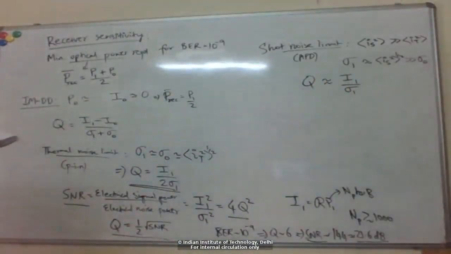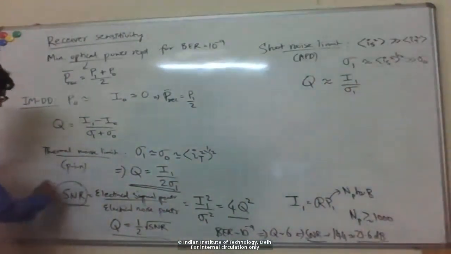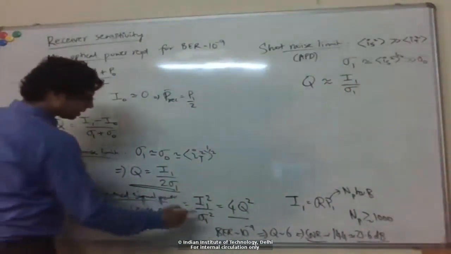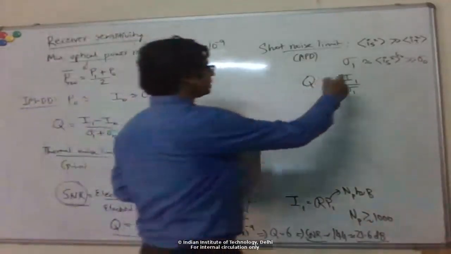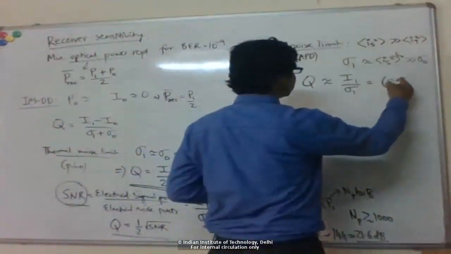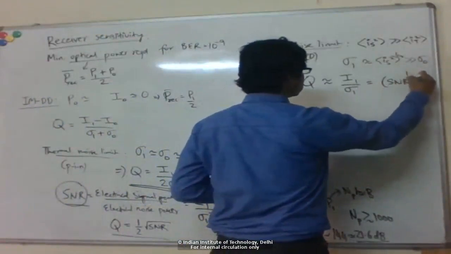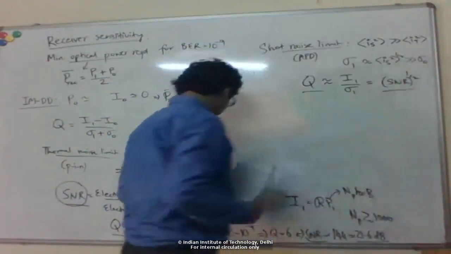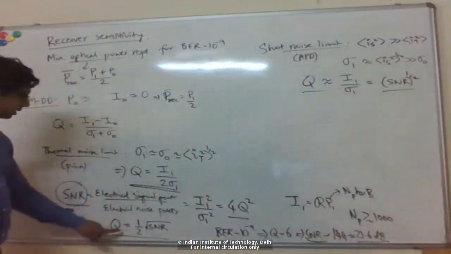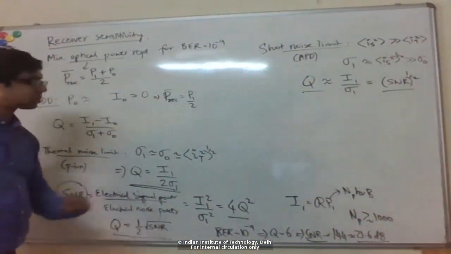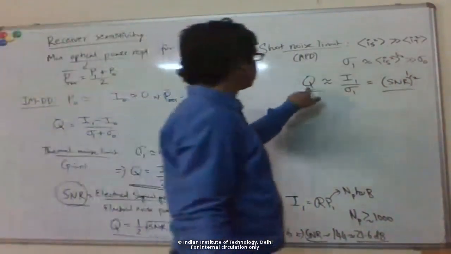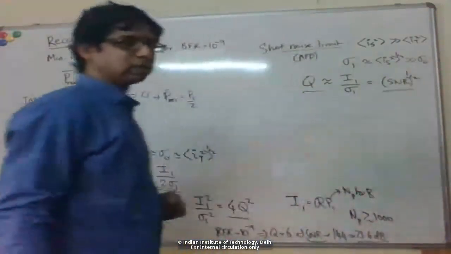Now again compare it to the expression for the SNR, which is I1 squared by sigma 1 squared. So in this case, Q is just the square root of SNR. In the thermal noise limit, the Q factor is half times the square root of SNR, whereas in the shot noise limit, Q comes out to be directly the square root of SNR.